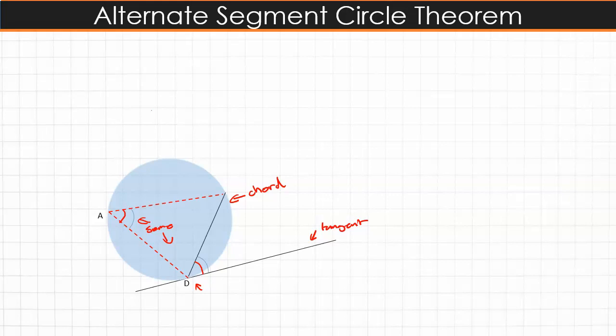So, typically where you would look to use this is in a question where there's a triangle within the circle, and there's a tangent, and the triangle meets the tangent. This theorem will help you identify at least one of the angles in that triangle.